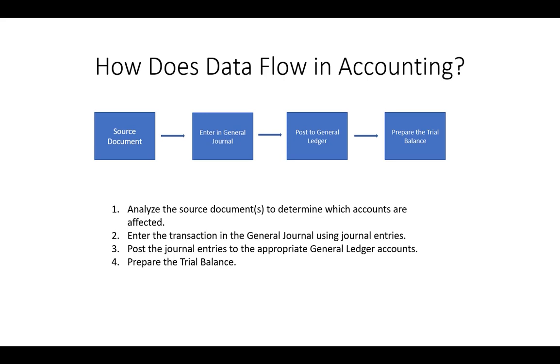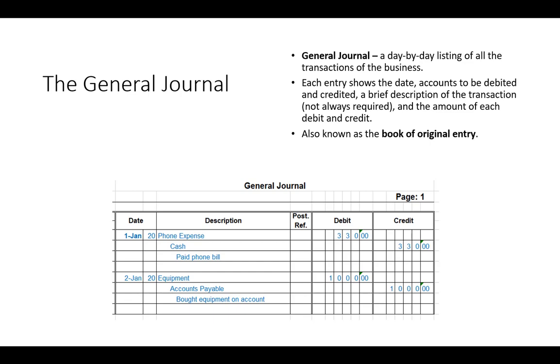So step 2, after we analyze the source documents, we need to enter our transactions into our general journal. We'll go into detail on what the general journal is on the next slide. After our transactions are entered into the general journal, we then need to post the journal entries to our general ledger accounts. After everything is posted to the general ledger, or better known as the GL, we then need to prepare the trial balance.